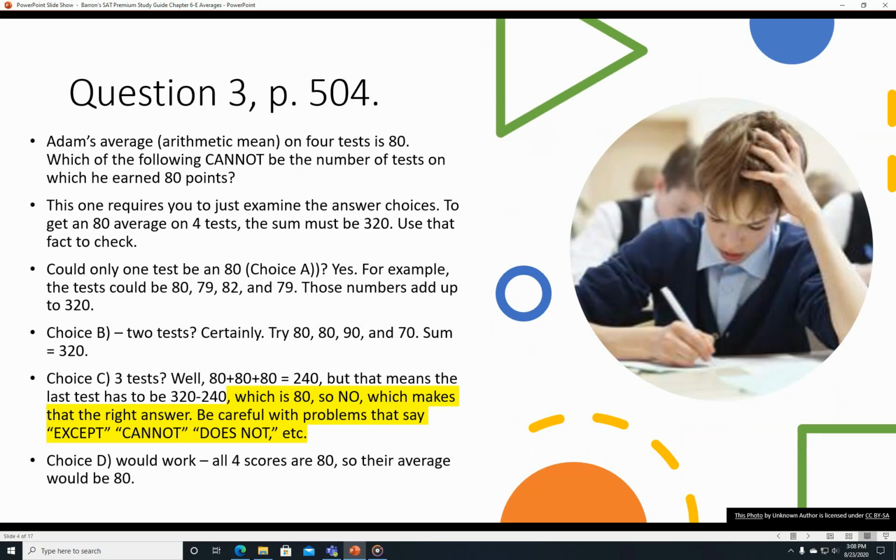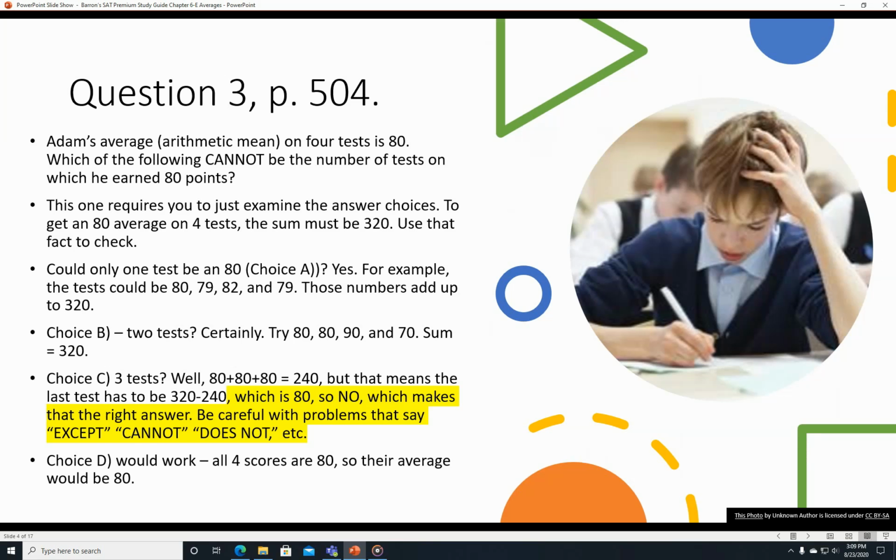Question 3, page 504. Adam's average, or arithmetic mean, on 4 tests is 80. Which of the following cannot be the number of tests on which he earned 80 points? This one requires you just to examine the answer choices. To get an 80 average on 4 tests, the sum must be 320. Use that fact to check.